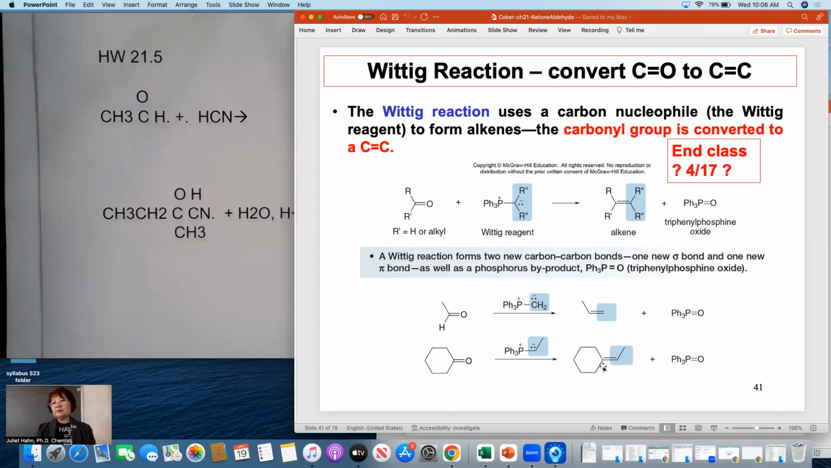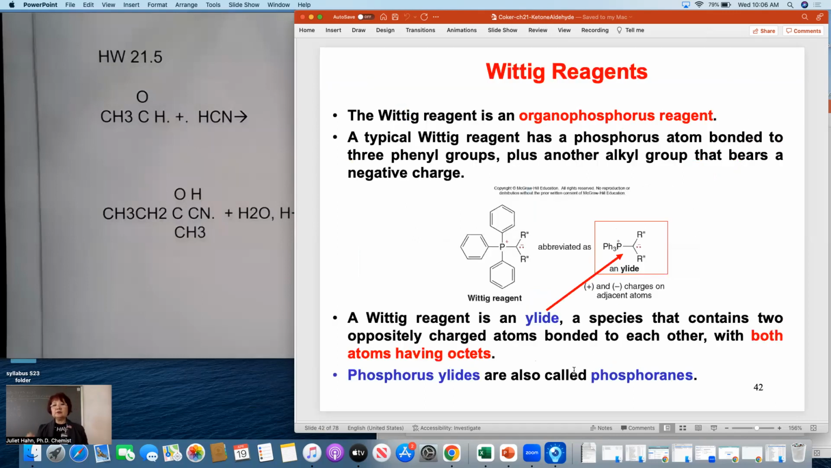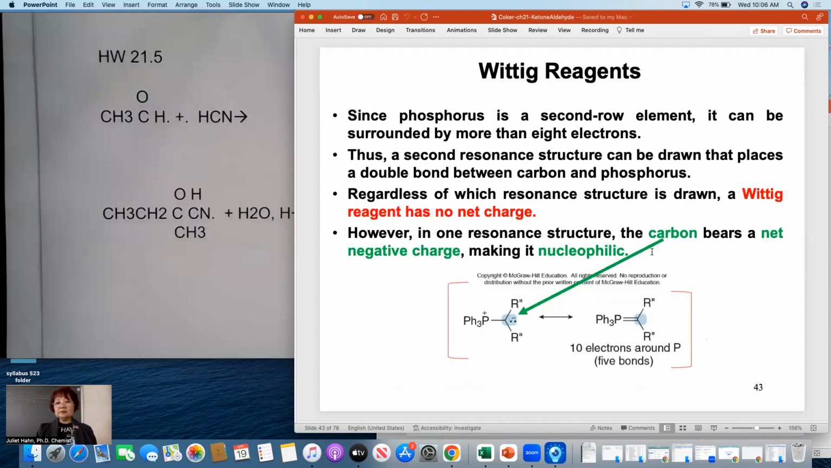And I would not really worry about the mechanism at all. But you should know how to get the Wittig reagent. So how do you get the Wittig reagent? So this is the Wittig reagent. You've got a positive charge on the phosphorus, a negative charge on the carbanion. And you can abbreviate the phenyls as Ph groups. And how do you get that?